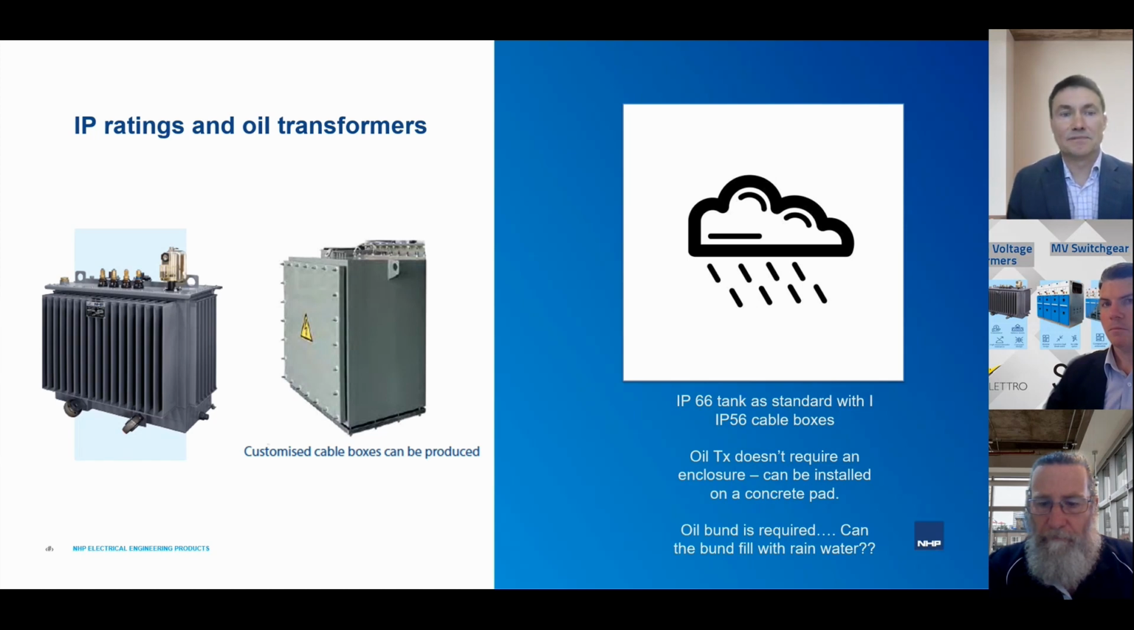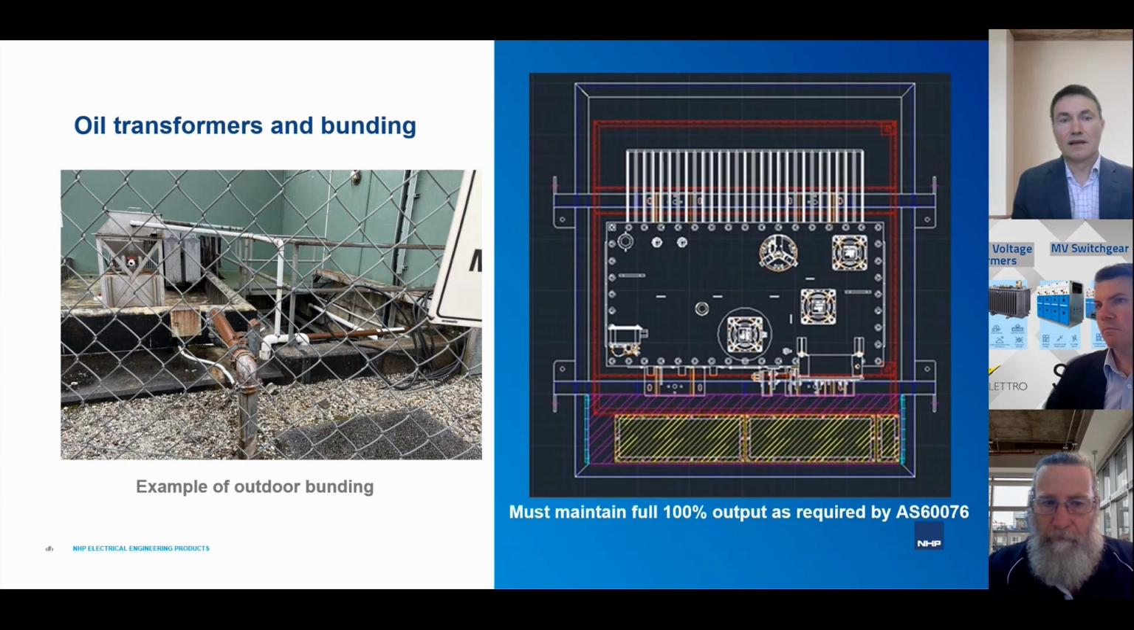The other option that we're seeing quite often and being requested by customers, and this is what we supply ourselves, is the enclosed oil transformer. The only purpose of enclosing the oil transformer is to prevent the oil bund filling with rainwater. The same happens if you have an oil transformer inside a kiosk substation. We have the oil bund inside that enclosure. And I'll pass it over to Sean to tell an interesting story about this oil bunding.